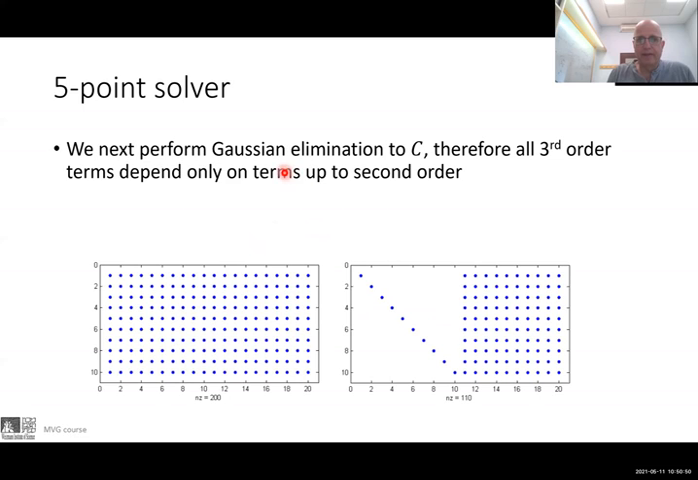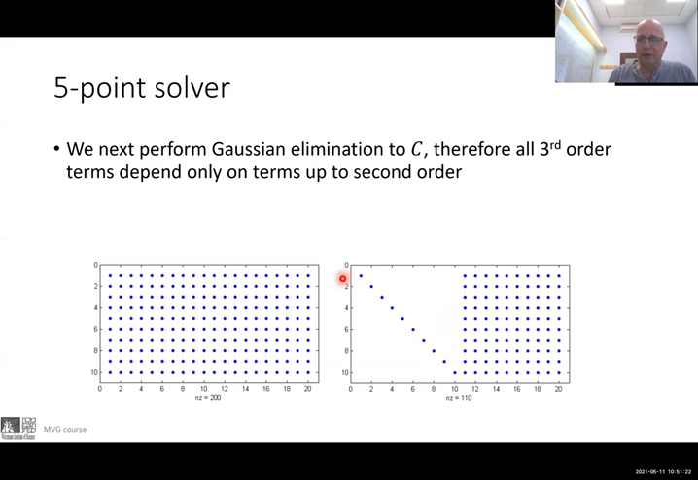Okay, what we do next is we take this 10 by 20 equation and perform Gaussian elimination. That will give us a diagonal matrix in the first 10 entries and some coefficients in the second part of the matrix.